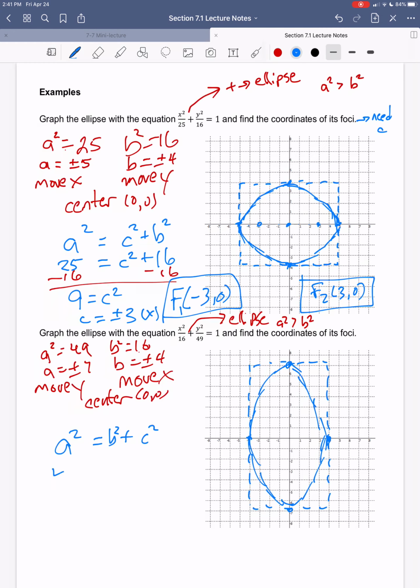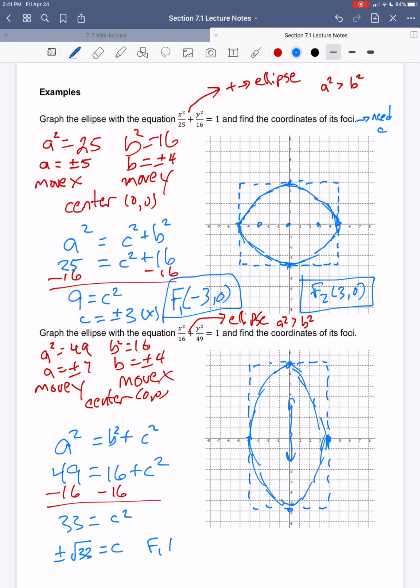A squared is 49. B squared is 16. I'm going to subtract 16 from both sides. So that's going to tell me 33 equals c squared. When I take the square root, this isn't a nice one. To get to these foci, I'm going to have to move up or down. So my focus 1, I'm going to go down, maybe, negative square root of 33. And for my focus 2, it's going to be (0, positive square root of 33).